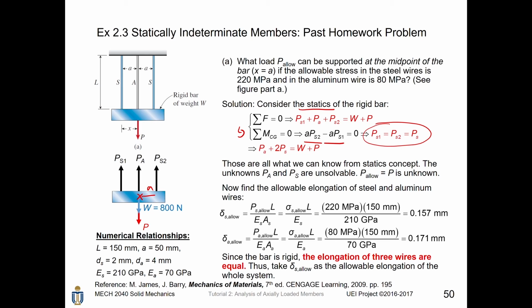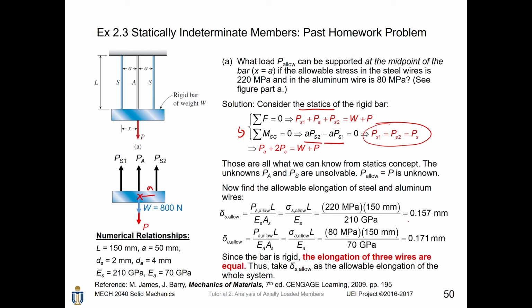Next, we consider the allowable elongation of the steel and aluminum wires by taking the change of length formula into account. All the wires will be stretched, but we don't want any of them to go beyond the allowable deformation. So we try to find the allowable deformation of each wire. The allowable elongation of the steel wire is given by PL divided by EA, but P is not given in this problem, but we know P divided by A equals stress. So it will be stress times L divided by Young's modulus, which is 220 megapascals times 150 millimeters divided by 210 gigapascals. The answer is 0.157 millimeters.